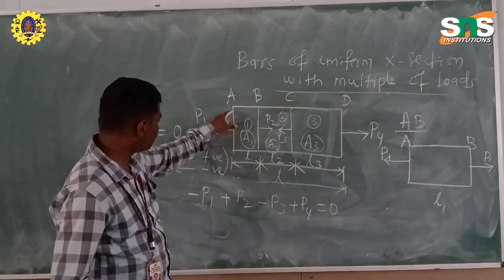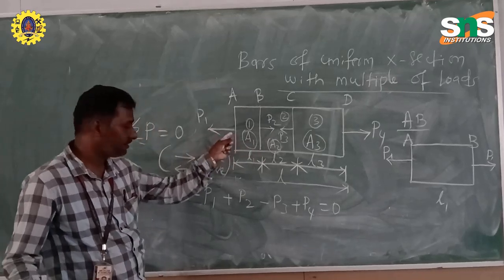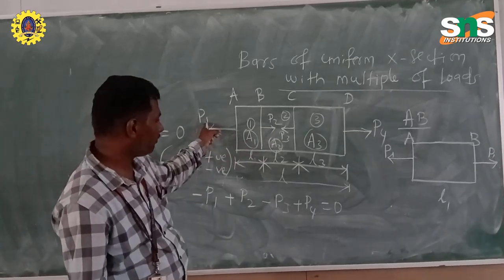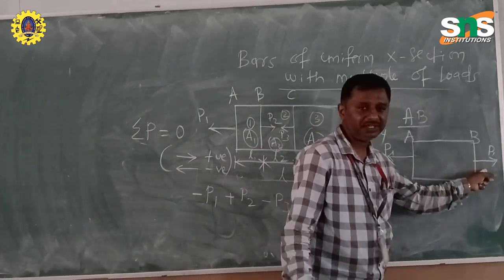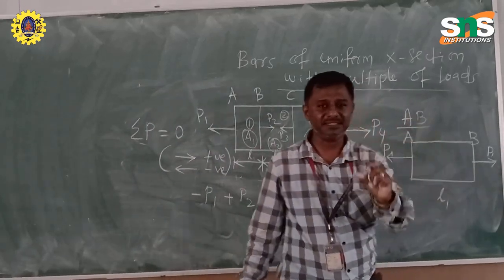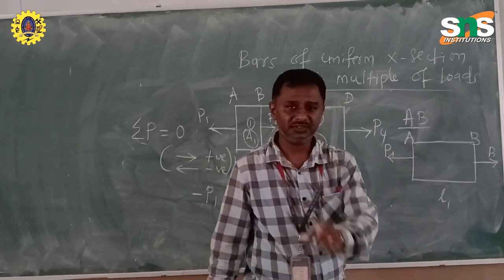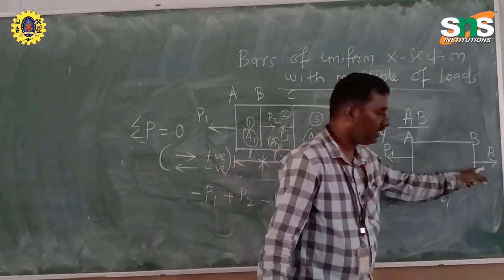So I told you, for this AB, at the left extreme end we directly put the load P1. The load at the other end must also be P1, because each section must be in equilibrium: P1 and P1.